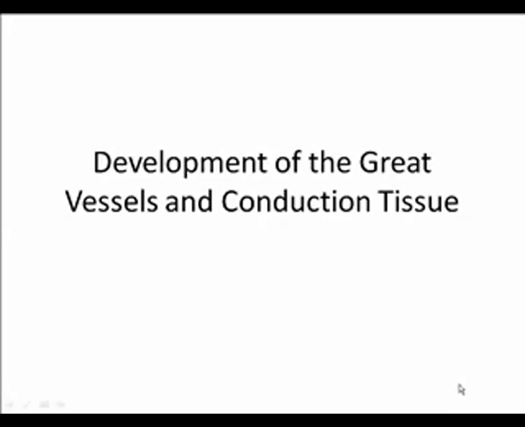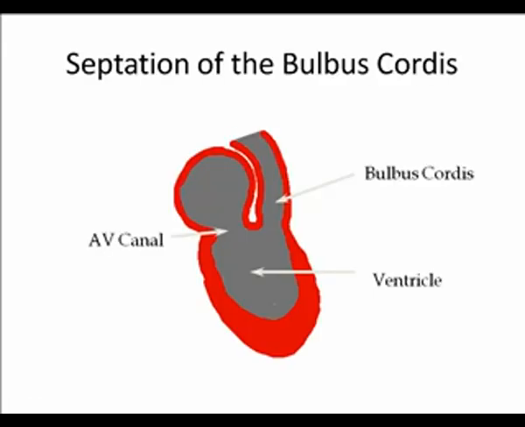We're going to continue our discussion on the development of the cardiovascular system, with a focus now on the great vessels and the conduction tissues of the heart and how they develop. We'll start by looking at the bulbus cordis, and in particular the more cephalic region, the truncus arteriosus, which is going to septate and divide into the pulmonary artery and the aorta.